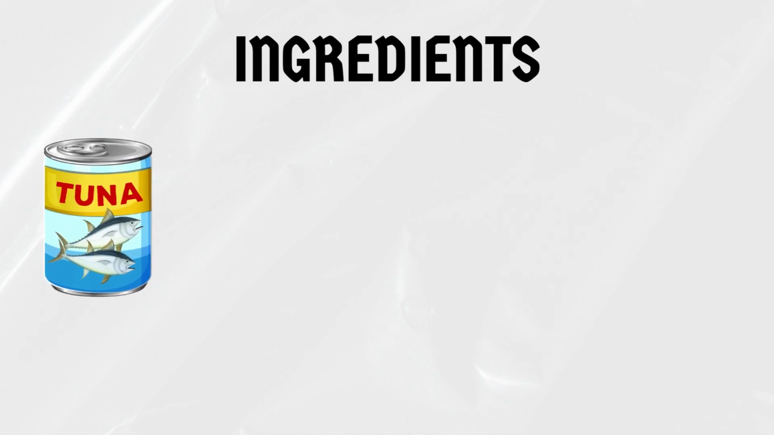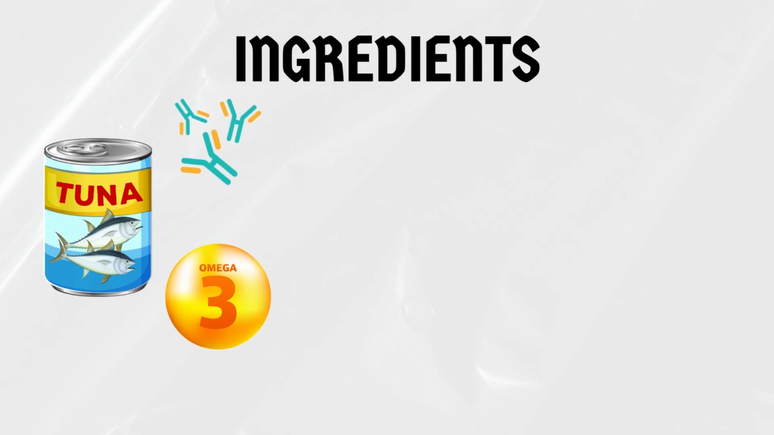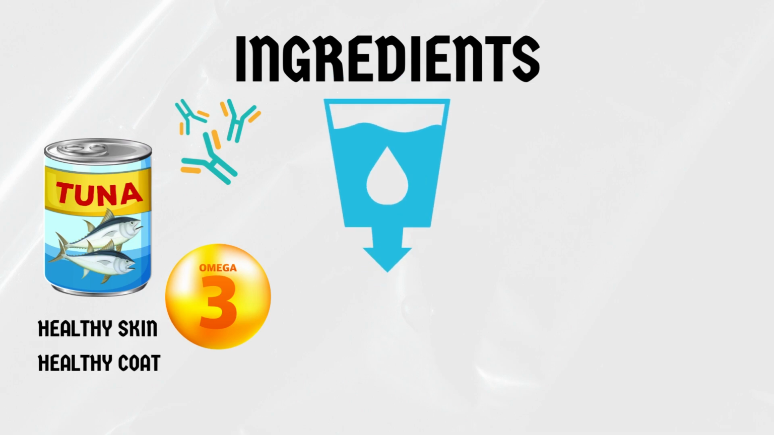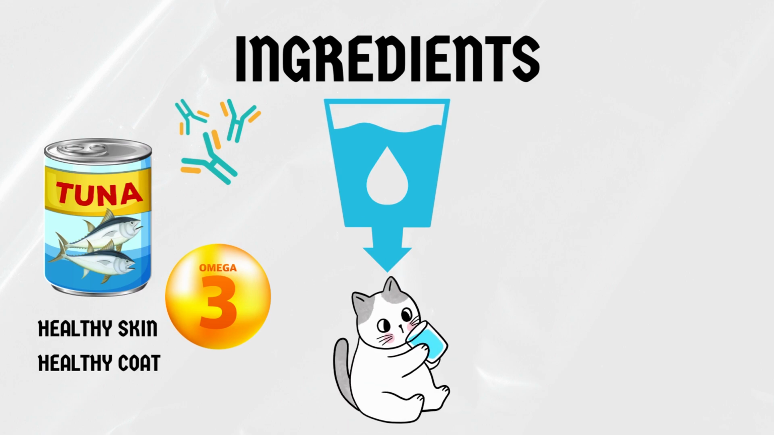First things first, let's gather the ingredients you'll need to make tuna water for your cat. Here's what you'll need: a can of tuna, preferably canned in water, not oil. Tuna is a great source of protein and omega-3 fatty acids, which promote a healthy coat and skin for your cat. Fresh, clean water. Providing fresh water is crucial for your cat's overall hydration and well-being.